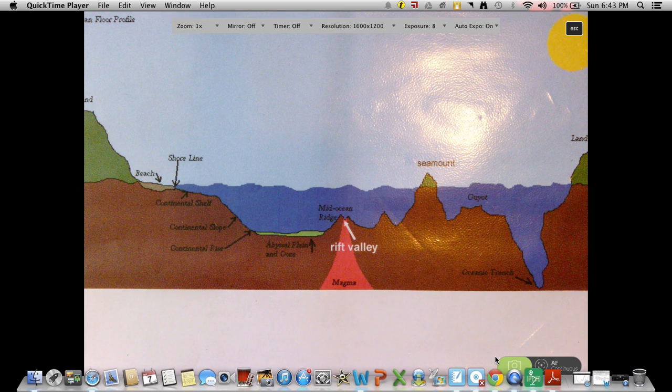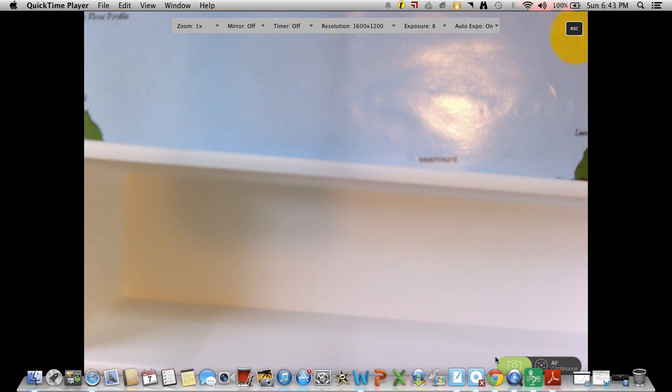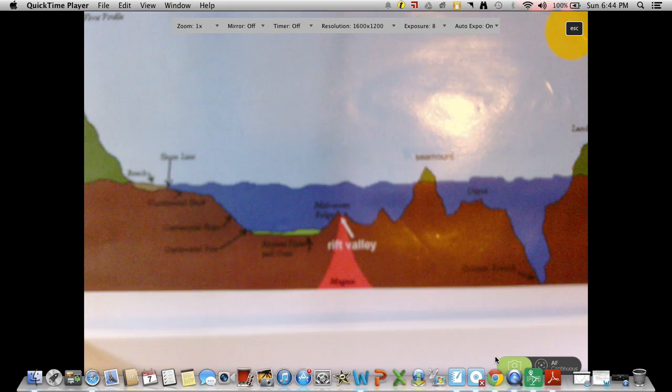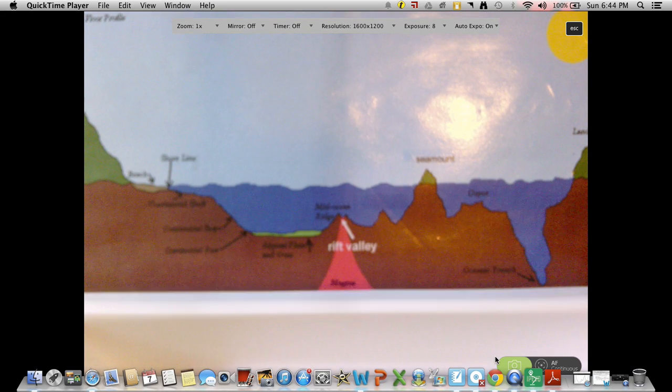trench. So we're going to go ahead and use our container, which I forgot to mention is one of our tools. So we have a container here, and we're going to make a model of the ocean floor in our container using the clay. And it's going to look like this picture.